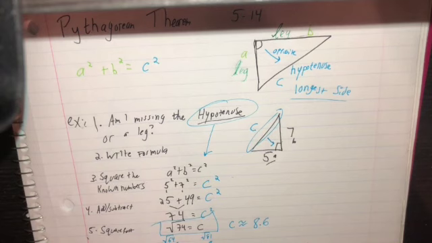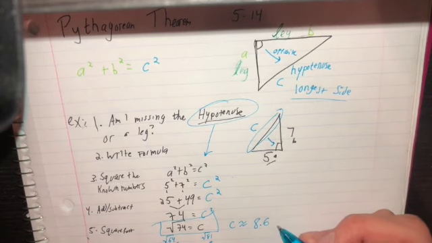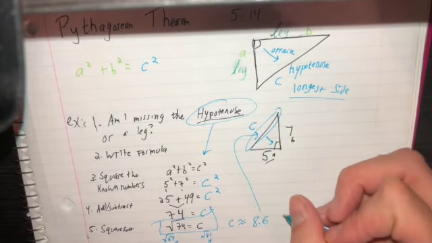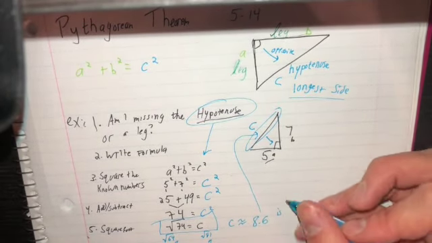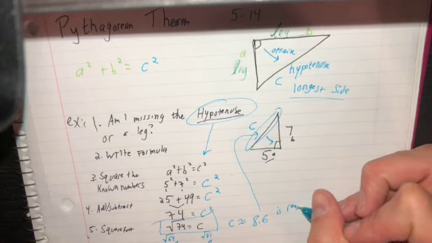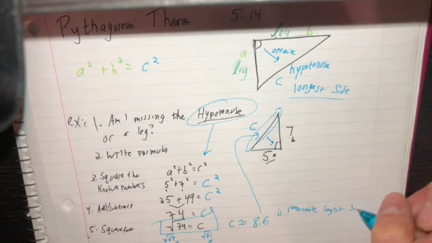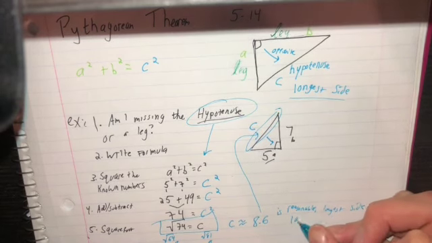And I want to check for reasonableness. C is 8.6. All right, and that's the hypotenuse. It should be the longest side. And I'm going to confirm, yes, it's reasonable because it is the longest side and the largest number. Okay?